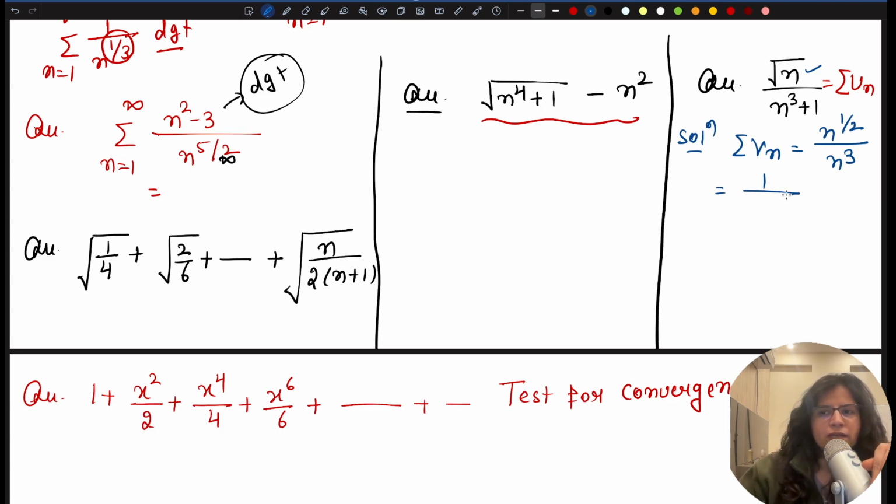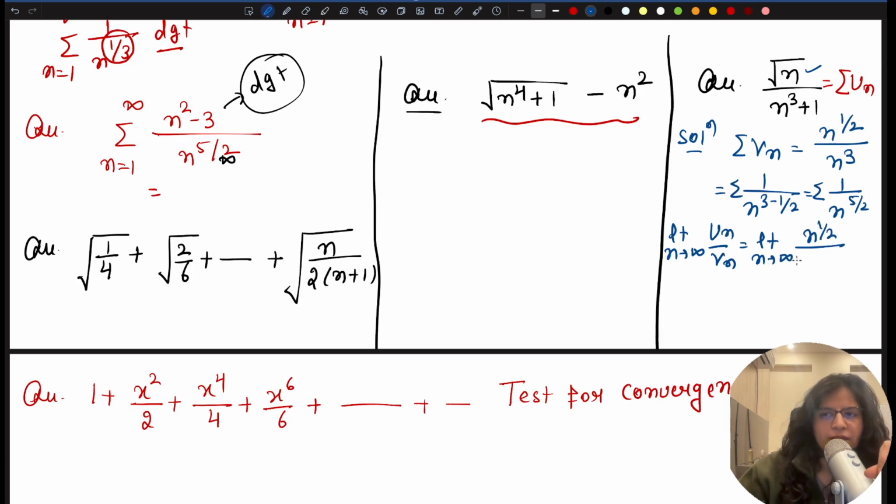This is 1 by n to the power 3 minus 1 by 2, which is 1 by n to the power 6 minus 1, that is 5 by 2. Take a summation with it. Now you find the limit n tends to infinity of un by vn. This is equal to the limit n tends to infinity of n to the power 1 by 2 divided by n to the power 3 plus 1, times n to the power 5 by 2.